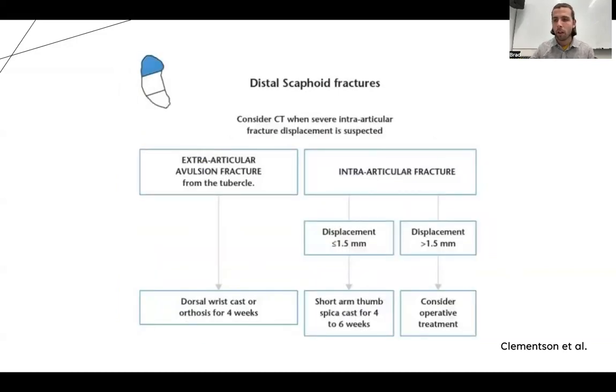Okay. And then the other location that a scaphoid fracture could occur is the distal pole. So you could have a wrist cast, short-term casting for 4 weeks. And then again, depending on how much it's displaced, less than 1.5 millimeters, casting for maybe 4 to 6 weeks, or if it's displaced more than that, considering operative treatment.